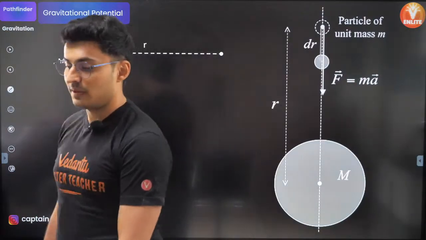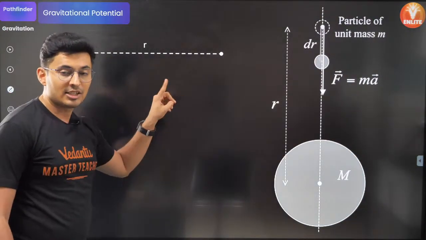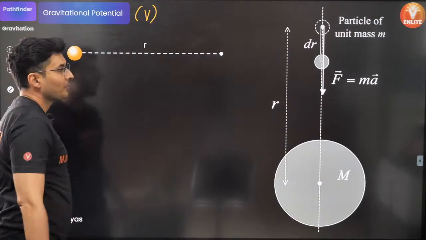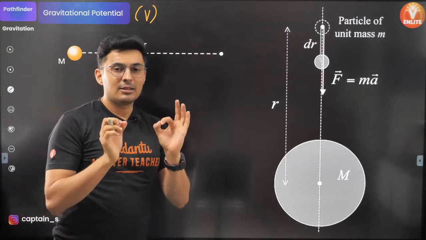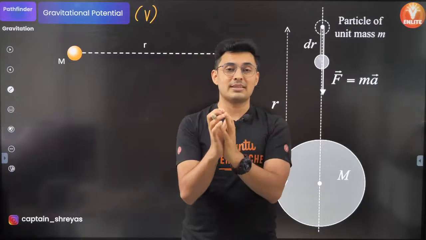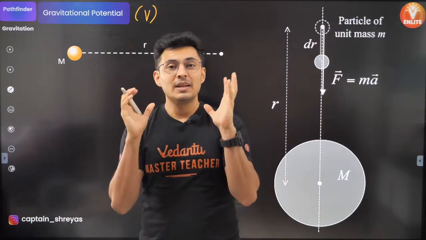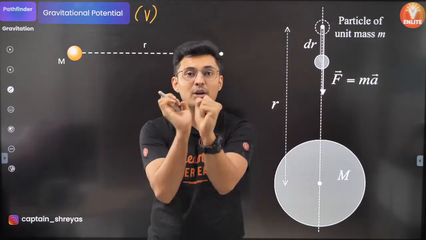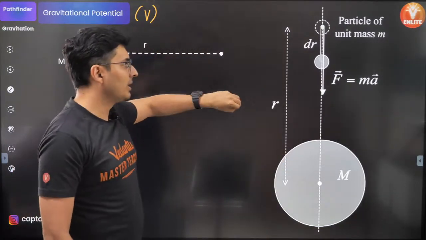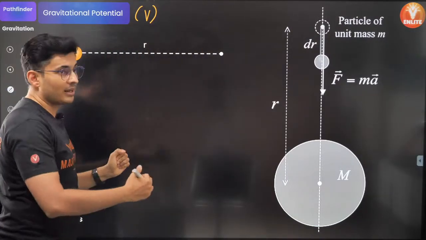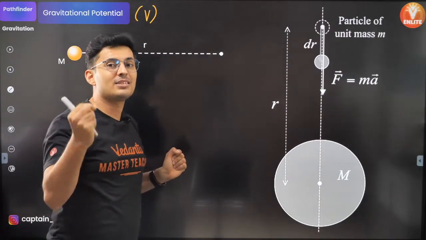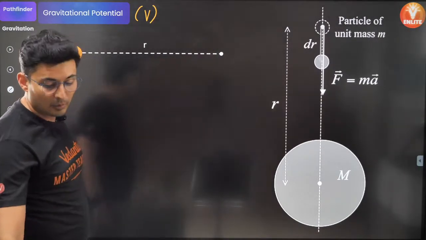Next is potential. Potential energy is U. Potential has the symbol V. The only difference is potential energy is measured in joules. It's the actual energy present, but potential is the potential energy per unit mass. Think of it as a specific quantity per unit mass. When you do work to bring a mass from infinity to some point, the work which is done per unit mass is called the potential.